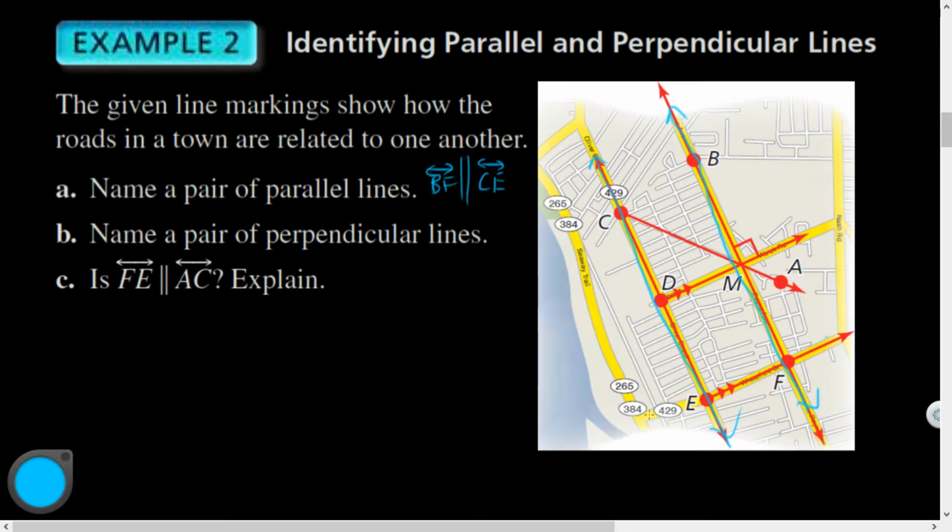So guys, why are these not parallel, going back to the topic? Or why can't I assume they're parallel? It's not labeled as parallel. So guys, we're a little distracted today.